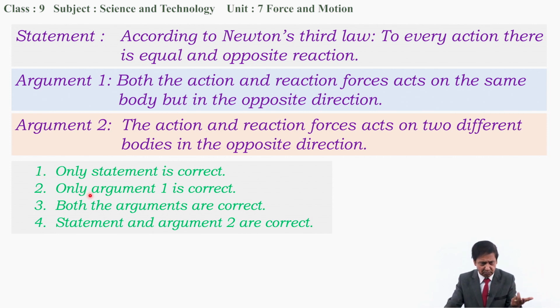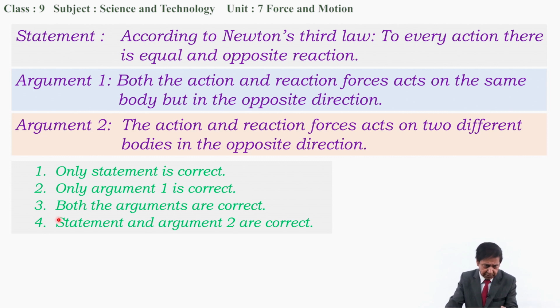Now let's go to option 2. Only argument 1 is correct. This is wrong because the statement is also correct. That's why only argument 1 being correct is not right. It will be better to have a clear idea about argument 1 also. Both the action and reaction forces act on the same body but in the opposite direction. Is it? No. The action force acts on one body and the reaction force is exerted by the second body on the first. That's why 'on the same body' is a wrong concept. That's why argument 1 is incorrect.